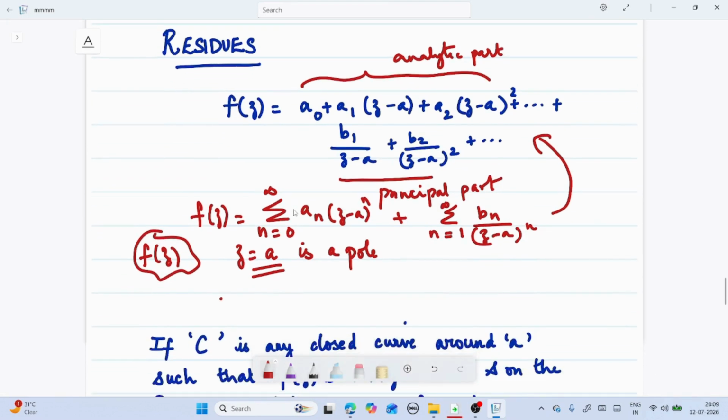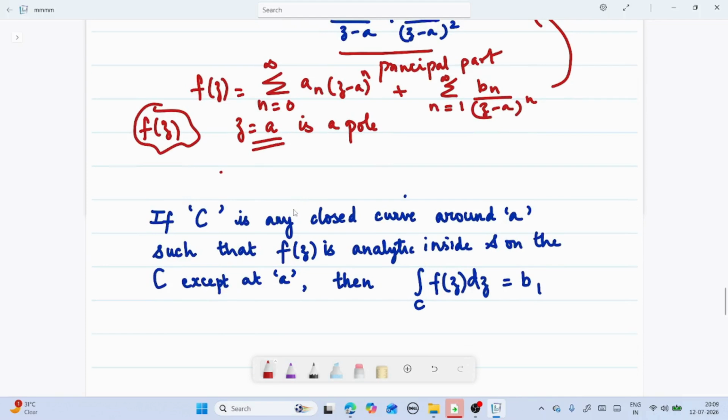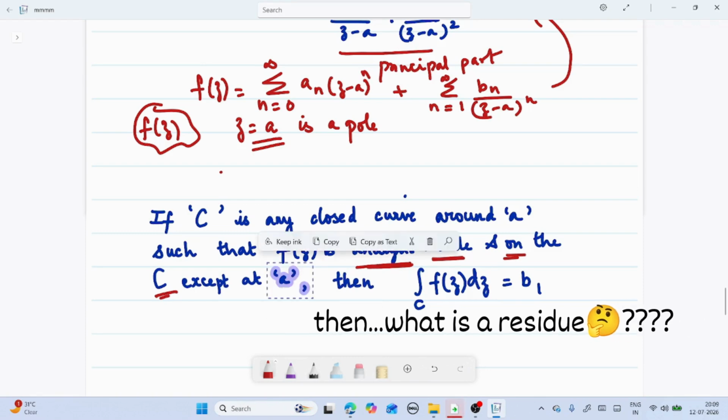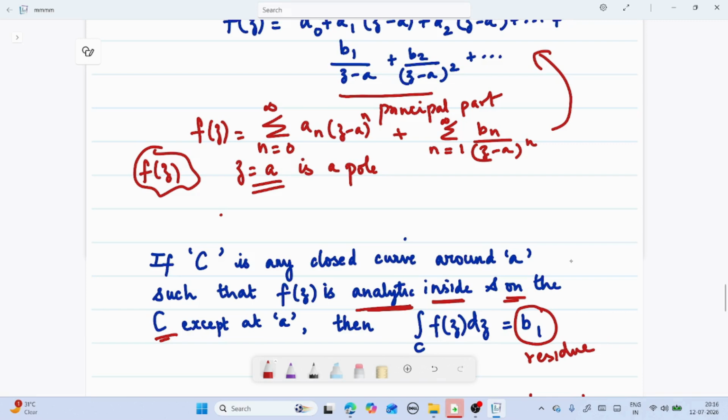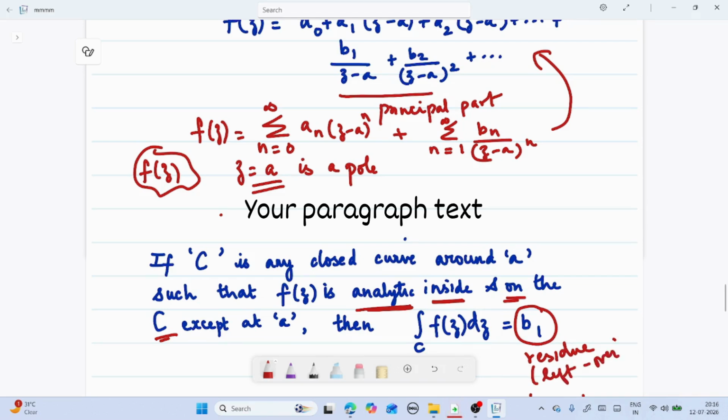Now let us go through the statement. Suppose I have any closed curve C around this point a such that f of z is analytic inside and on the closed curve C except at this point. Then the integral over C of f of z dz is equal to b1. Generally, when we talk about a residue, the meaning is a leftover. Now, why do we call it a residue?